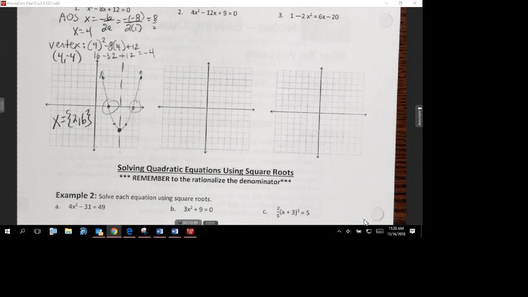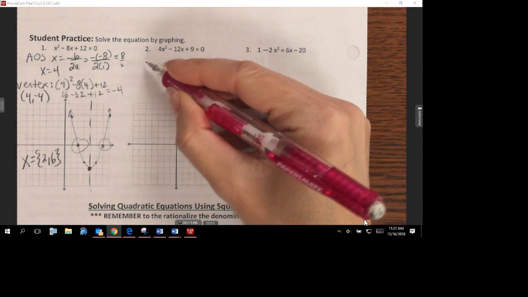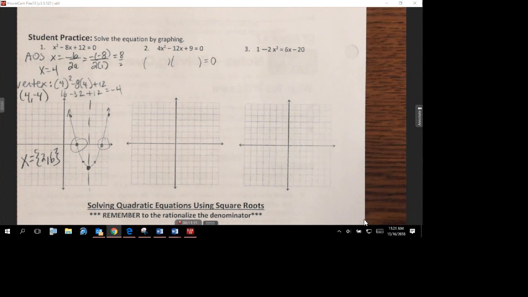I kind of walked around. I have an idea, but just show of hands so other people can see. How many people are trying by finding the AOS by doing negative b over 2a? How many people are trying it that way? Well, more than that were trying it when I walked around. You changed your mind? Okay. How many people were trying it by factoring? All right, and then about 6 of you didn't raise your hand. However you do it, that's fine. But the more you factor, the faster you're going to get at it.